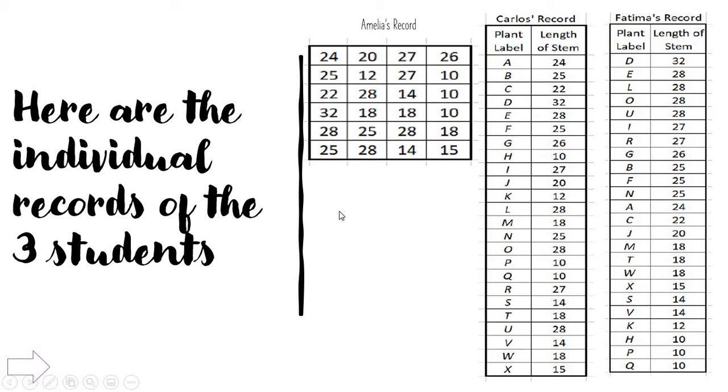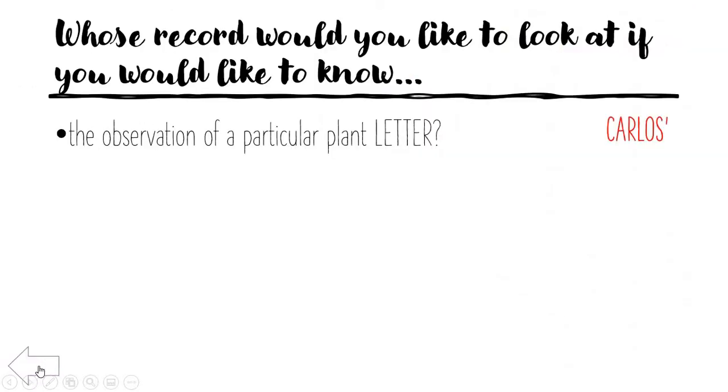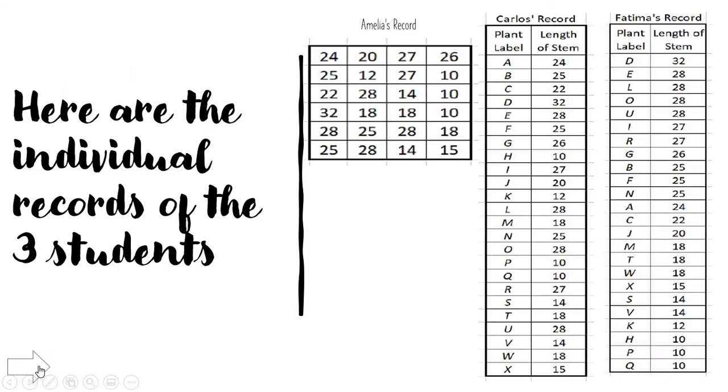The answer would be Carlos's record. Why? Kasi naka-alphabetical niya yung record nitong si Carlos. So, madali sa ating makita yung letter N. Diba? Unlike kung dito kay Fatima, titignan pa natin isa-isa paano kung nasa unahan lang pala or nasa dulo. Diba? Mahirapan pa tayo. So, dito tayo sa record ni Carlos.